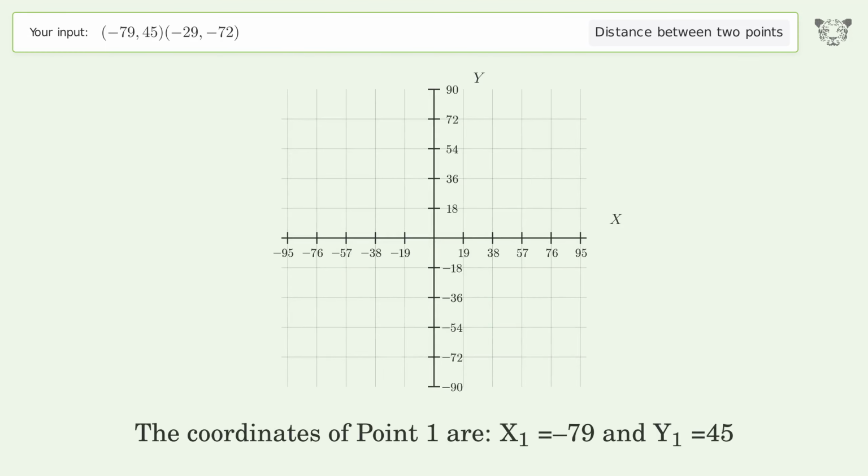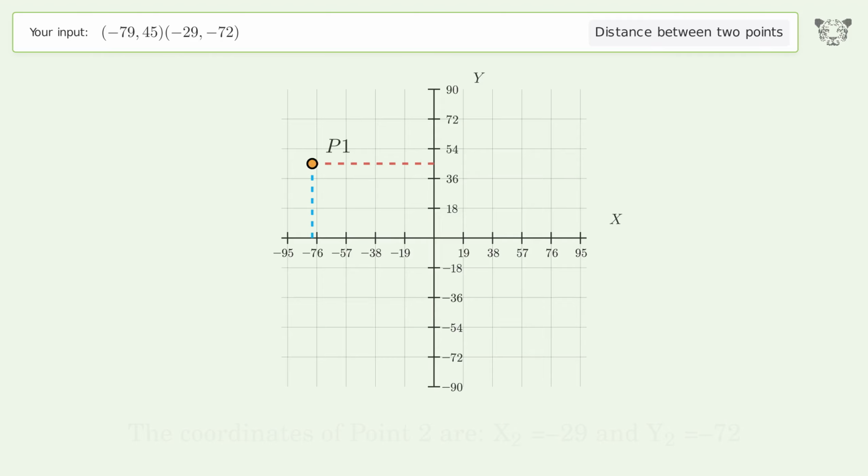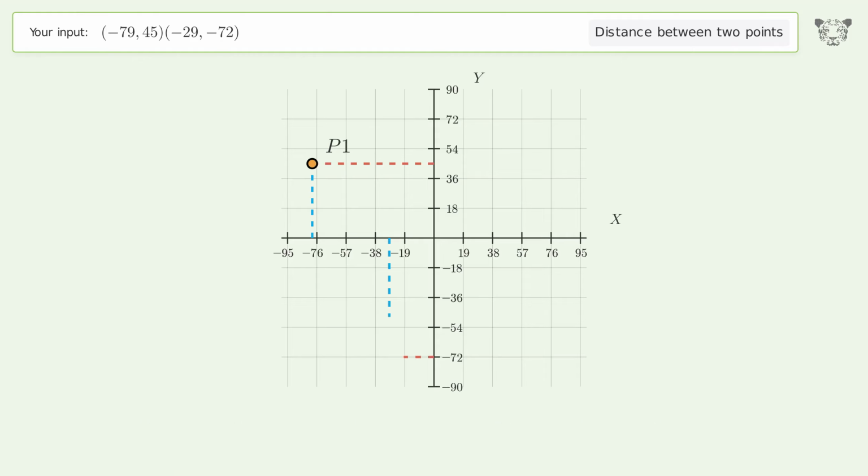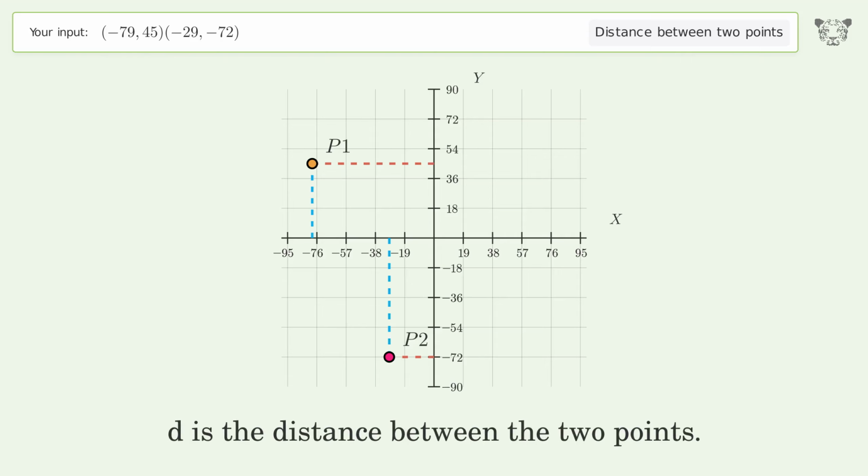The coordinates of point 1 are x1 equals -79 and y1 equals 45. The coordinates of point 2 are x2 equals -29 and y2 equals -72. D is the distance between the 2 points.